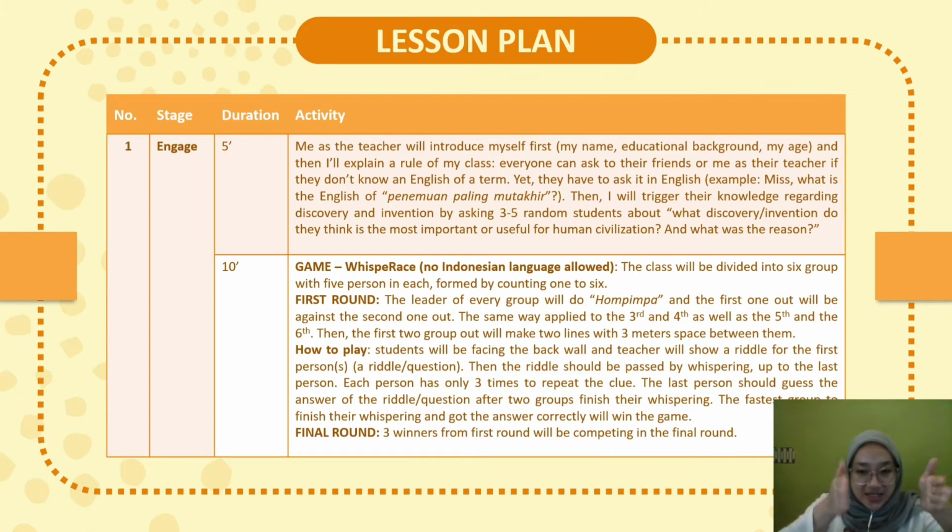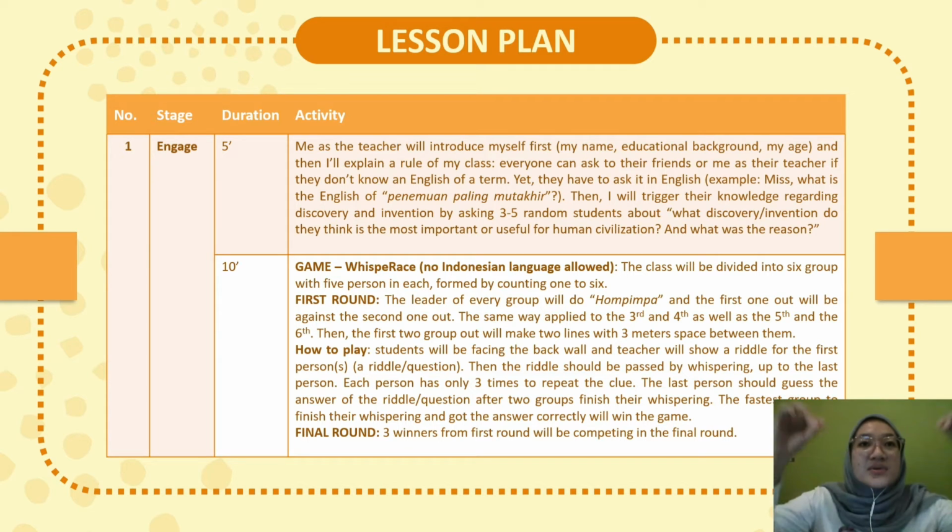So the position is there are 2 lines here facing the back wall of the class. How to play is that the first person will be given the riddle, and then the riddle should be passed by whispering up to the last person near the back wall of the class. Each person has only 3 times to repeat the clue without any Indonesian language to explain or gestures. The last person should guess the answer of the riddle or the question after 2 groups finish their whispering.